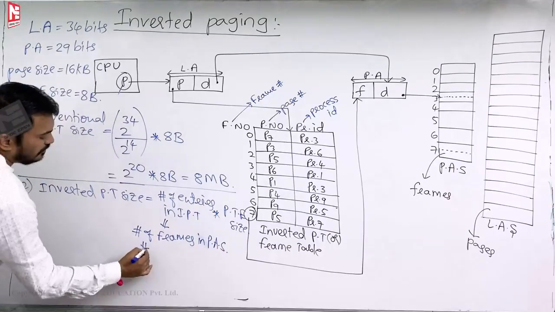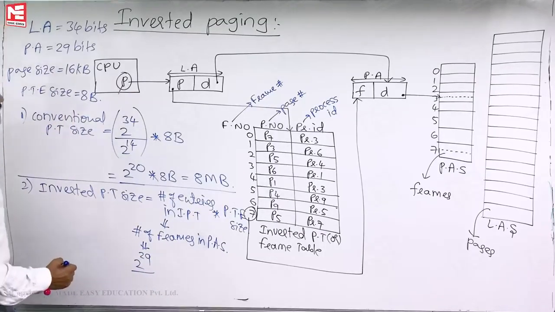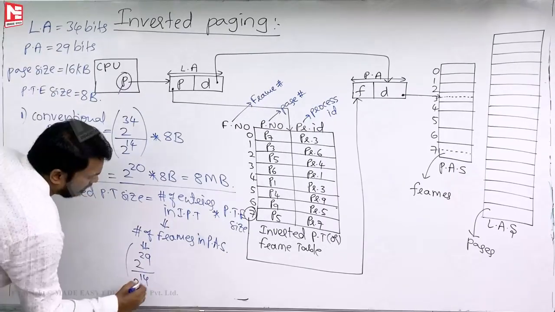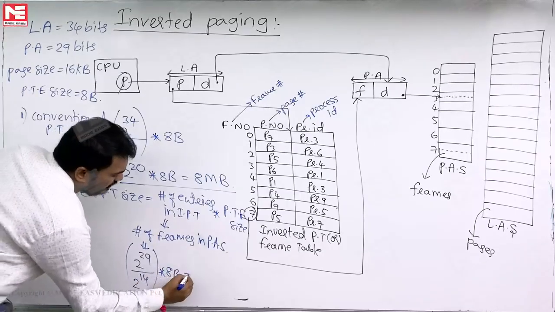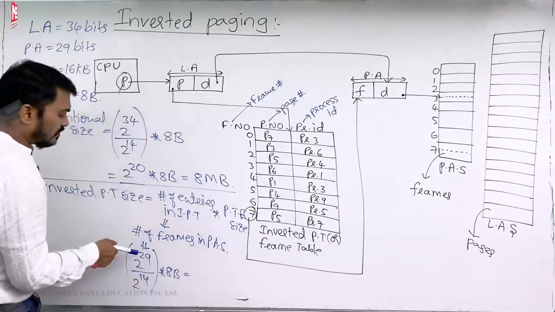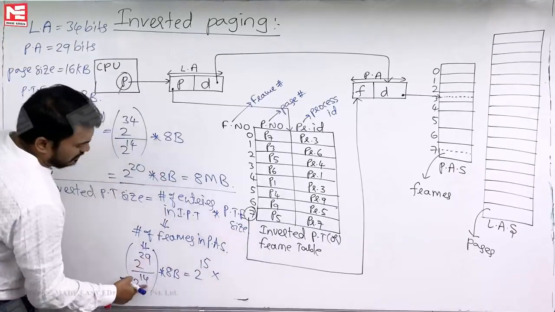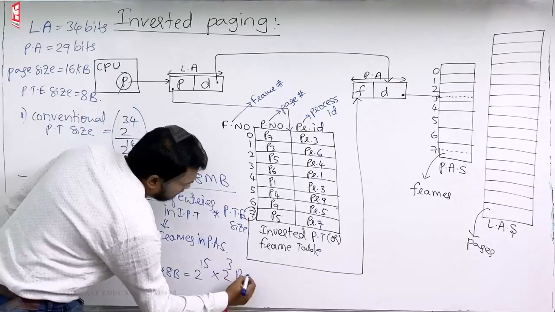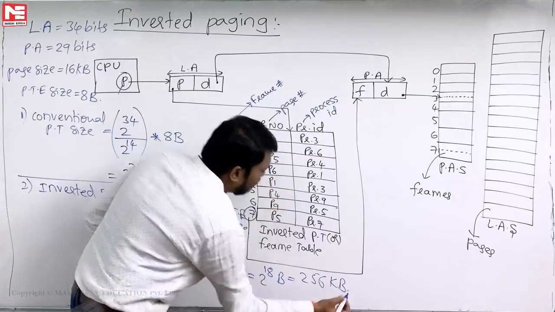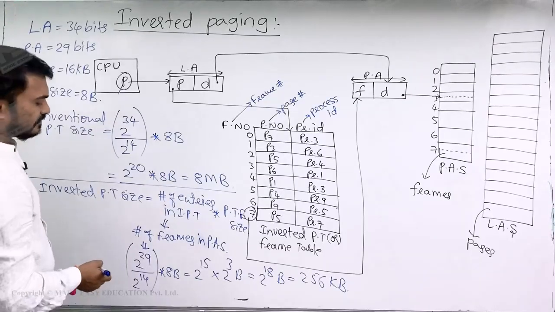Now tell me, how will the number of frames come? 2 power 29, since the PA given is 29 bits, divided by the page size. Frame size and page size are both the same, so that is 2 power 14. Multiply with the entry size, 8 bytes. The entry size is given directly, nothing else to do, just multiply. So 2 power 29 divided by 2 power 14 multiplied with 8 bytes: this is 2 power 15, and 2 power 3 bytes, that is 2 power 18 bytes. 2 power 18 is 256 kilobytes. Correct? The calculation is right.